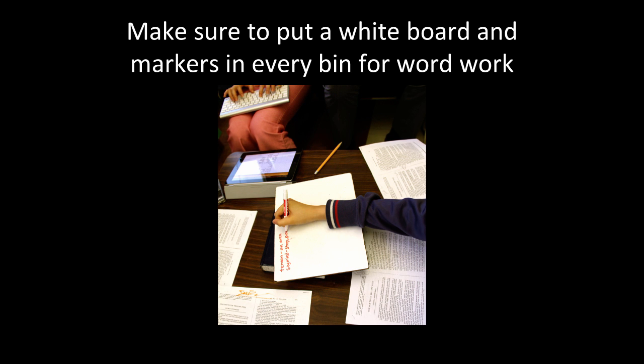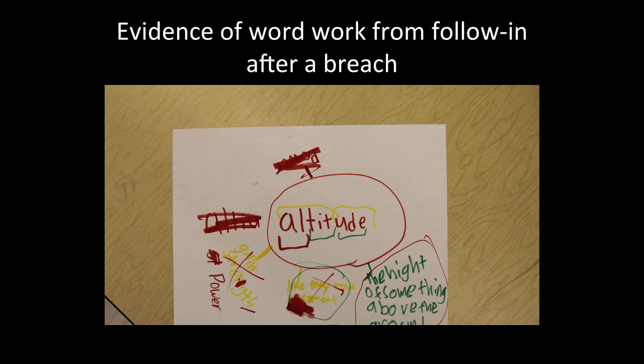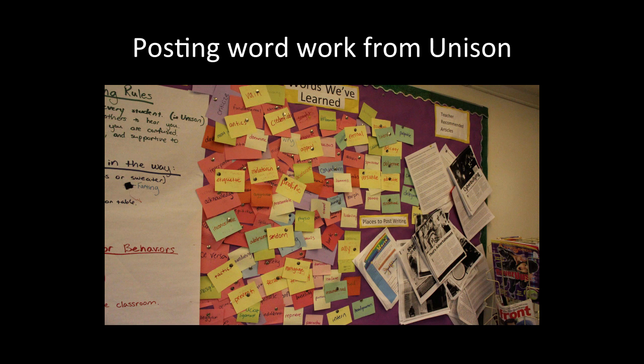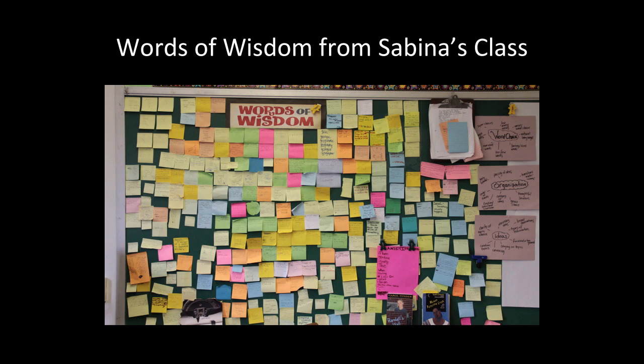The whiteboard's really essential. It's a way to work out confusions, share ideas, make thinking transparent. Here's an example of some thinking that a group did about the word altitude. There's a word wall in the classroom. Here's words of wisdom from Sabina McNamara's classroom in 6th grade.